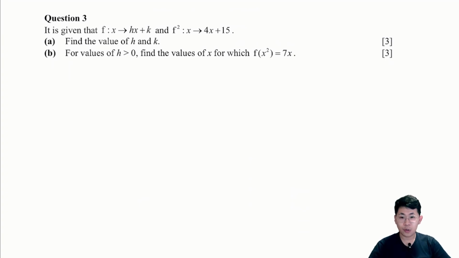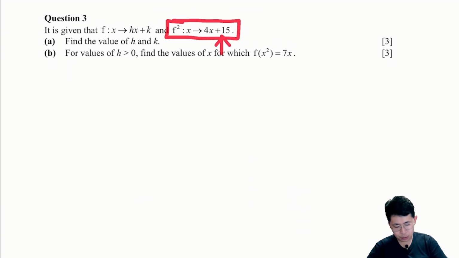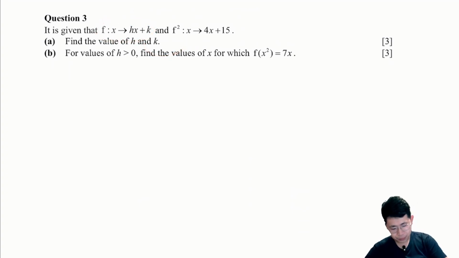Okay, let's continue to question 3. Question 3 is: given that f(x) is this expression over here, and f squared of x, or f2 of x, is this expression over here, we want to find the values of h and k. The only thing we can do is to composite f, and compare terms to solve for h and k. So let's try this one.